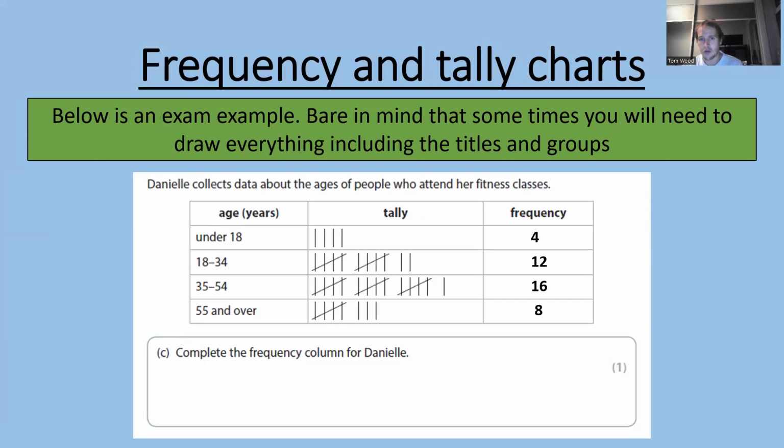Sometimes they do ask you to, it might give you some information as well. So it might give you this information here and then say an extra 5 people attended this week and they were all under 18. Add this to the diagram. So then you might have to add the tally on and then the frequency or something similar. You can see how it can kind of vary with this type of question.